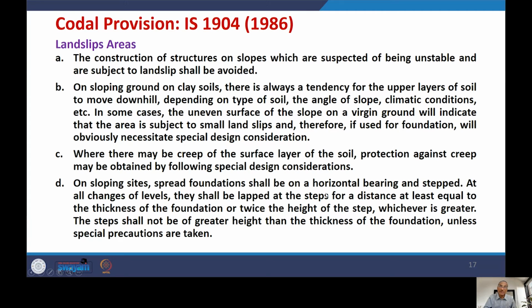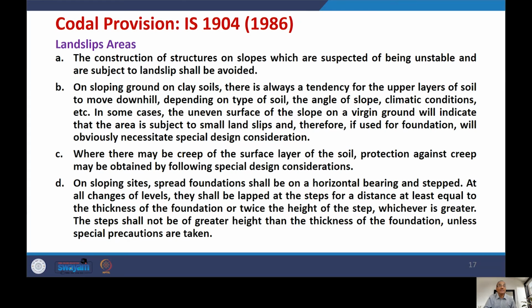Strip foundations shall be on a horizontal bearing and stepped at all changes of level. Where there is a change in level, they shall be lapped at the step for a distance at least equal to the thickness of the foundation or twice the height of the step, whichever is greater. The step shall not be of greater height than the thickness of the foundation. So step height will be less, foundation thickness will be more, but the requirement of lapping is at least the thickness of the foundation or twice the height of the step, whichever is greater.